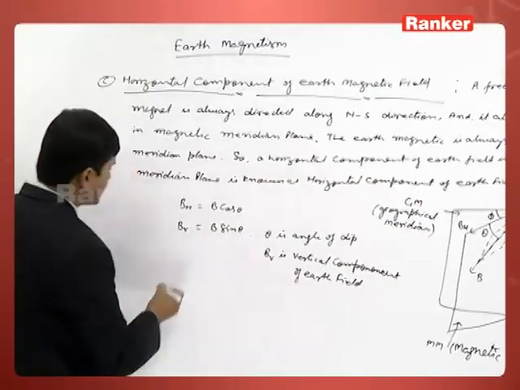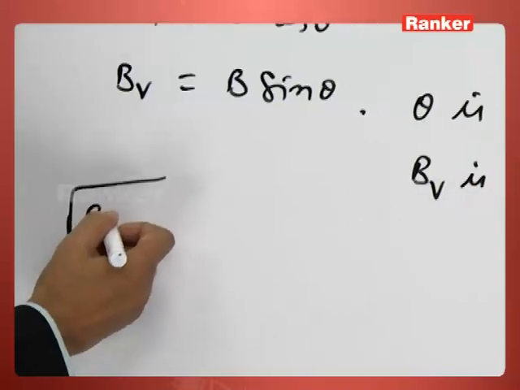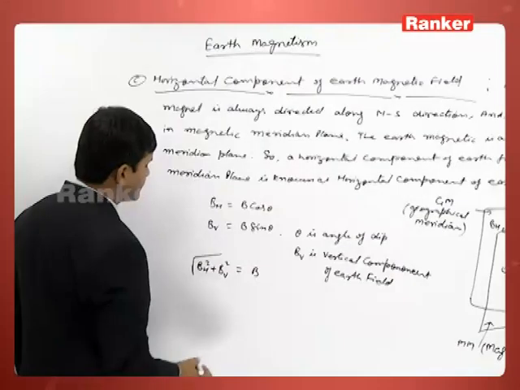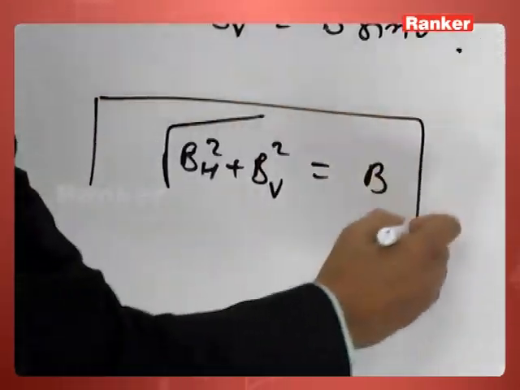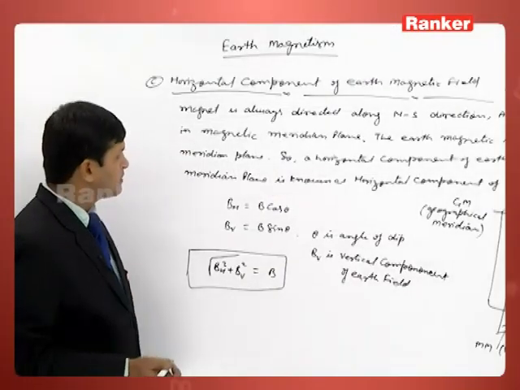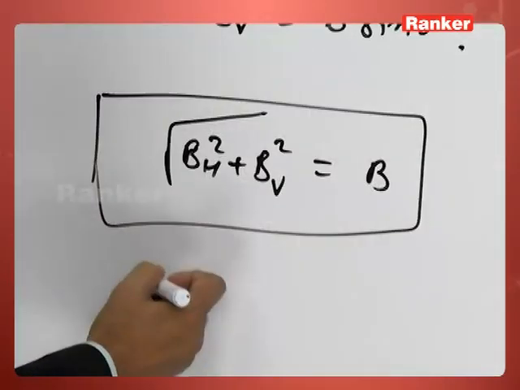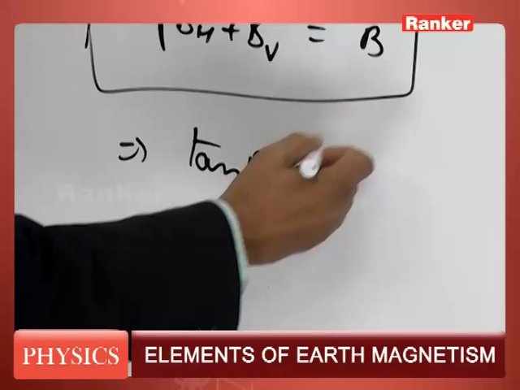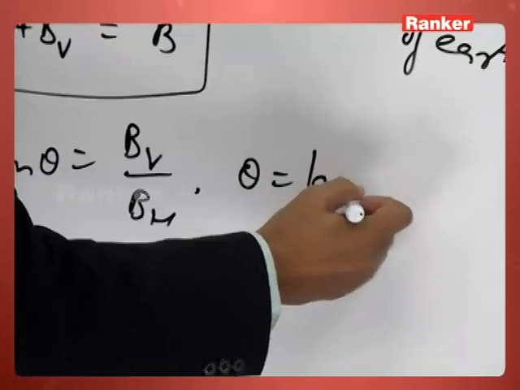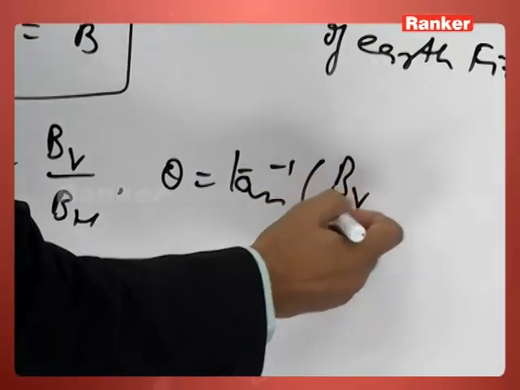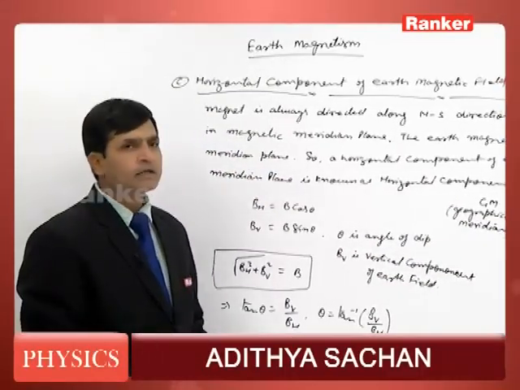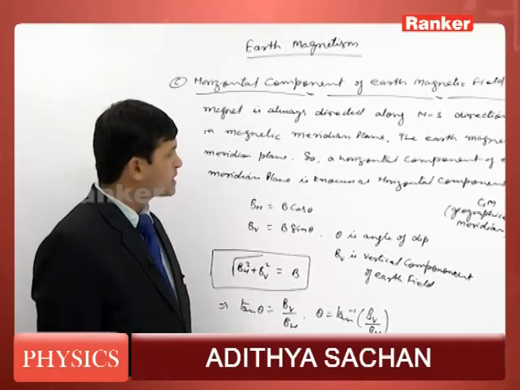From here we can say that the resultant Earth field B is the square root of BH squared plus BV squared. And from here, tan theta is BV by BH, or theta is tan inverse of BV by BH. So this is the general idea about the horizontal component of Earth's field. Now see a few examples.